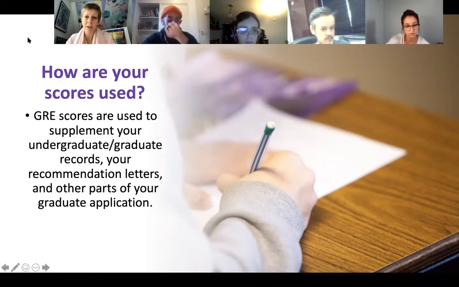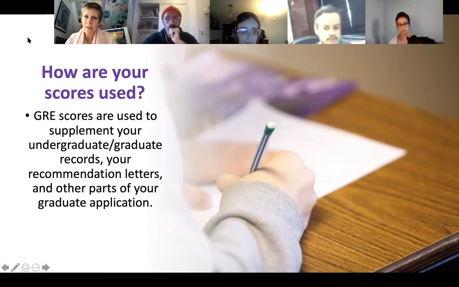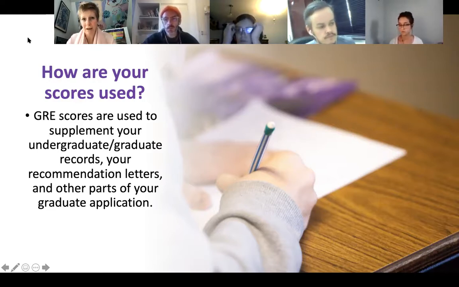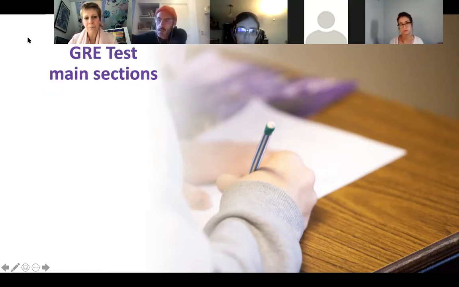They are also in addition to your recommendation letters and any other piece of your overall application, okay? You might see now that some schools require the GRE and some schools say it's not as important, but they ask you to take it, okay? So it still might be an important part of your test process. It still might be an important part as you're applying for different programs, all right?